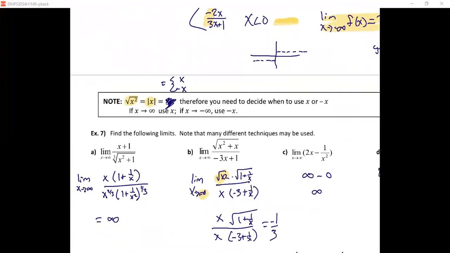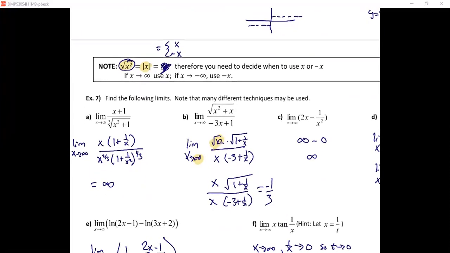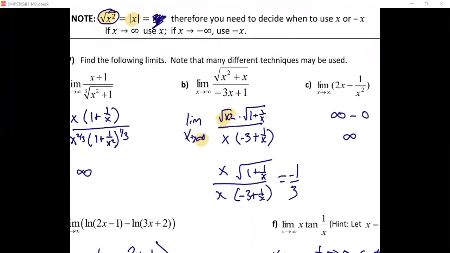And then the reason why I keep bringing up these absolute values as a piecewise function is because we will see it a couple times as the square root of x squared, which is the absolute value of x. So in example B, that's where I used it the most, that this limit as x approaches infinity of the square root of x squared, we can turn the square root of x squared into just x. Now let me do this in a different color for you. Let me do this in green. If this problem had said the limit as x approaches negative infinity, then we would have turned this into a negative x over x times the square root of 1 plus 1 over x over negative 3 plus 1 over x.